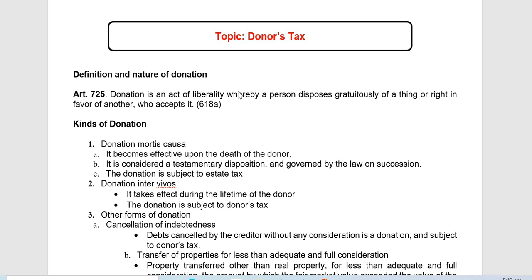Of course, donation mortis causa is subject to estate tax. We have donation inter vivos naman. Donation inter vivos takes effect during the lifetime of the donor. If donation mortis causa is subject to estate tax, donation inter vivos is subject to donor's tax. Okay?